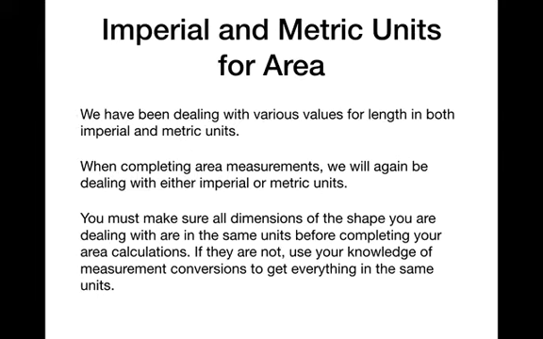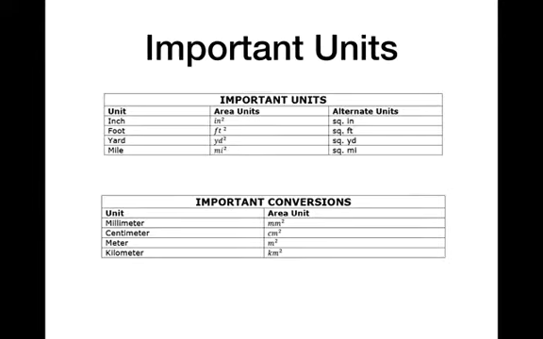Okay, the big thing to keep in mind here is that, like it says, you must make sure all dimensions of the shape you're dealing with are in the same units before completing your area calculations. The formulas we'll go over today only work if everything is in the exact same units. So if something's measured in feet and another side length is measured in inches, you need to make sure they're both in feet or both in inches. Or if one value is measured in centimeters and another in inches, you'll need to convert to either both inches or both centimeters. Use all of our knowledge on conversions to work that out before you even start your area measurements.